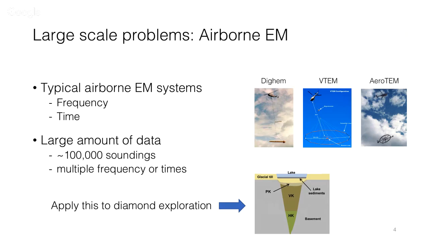So it's very easy to accumulate a large sounding, 100,000, even for these days. Getting up to multiple hundreds of thousands, and at multiple frequencies or times. So this is starting to be, okay, this is serious big data. And we're going to apply this to a diamond exploration project in Canada.